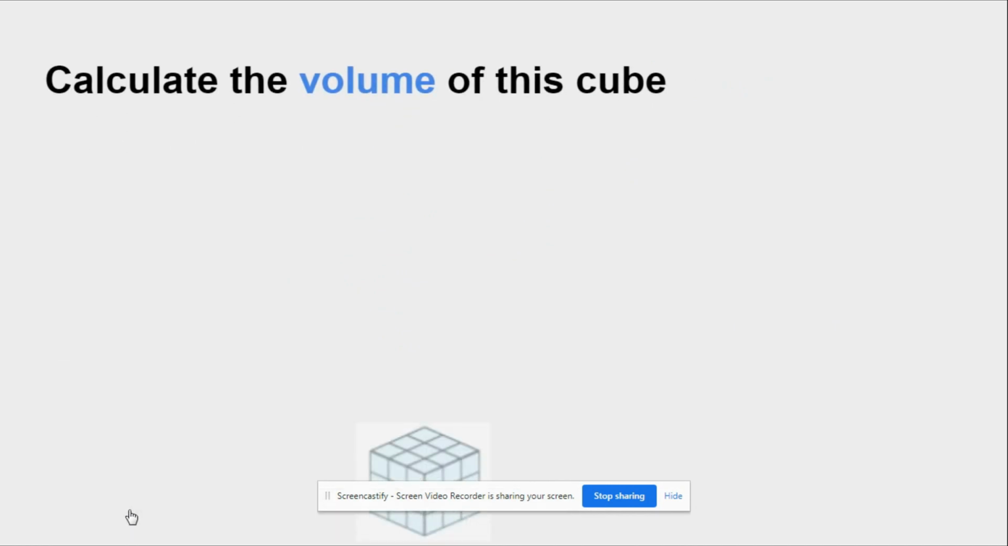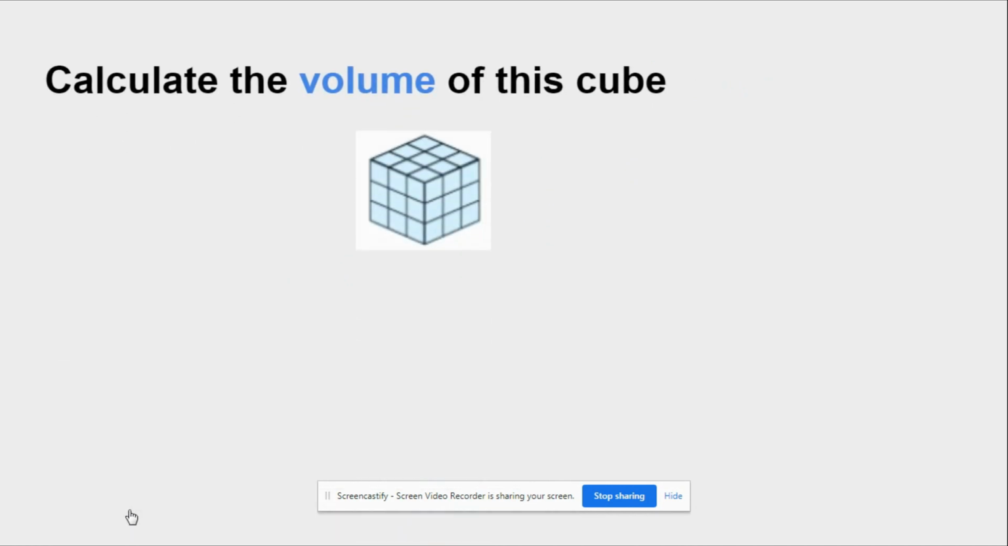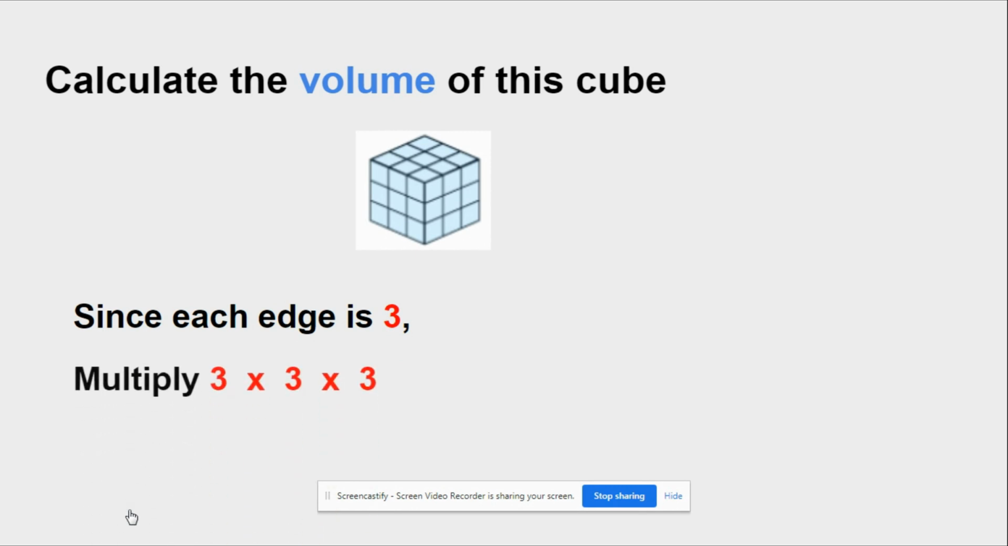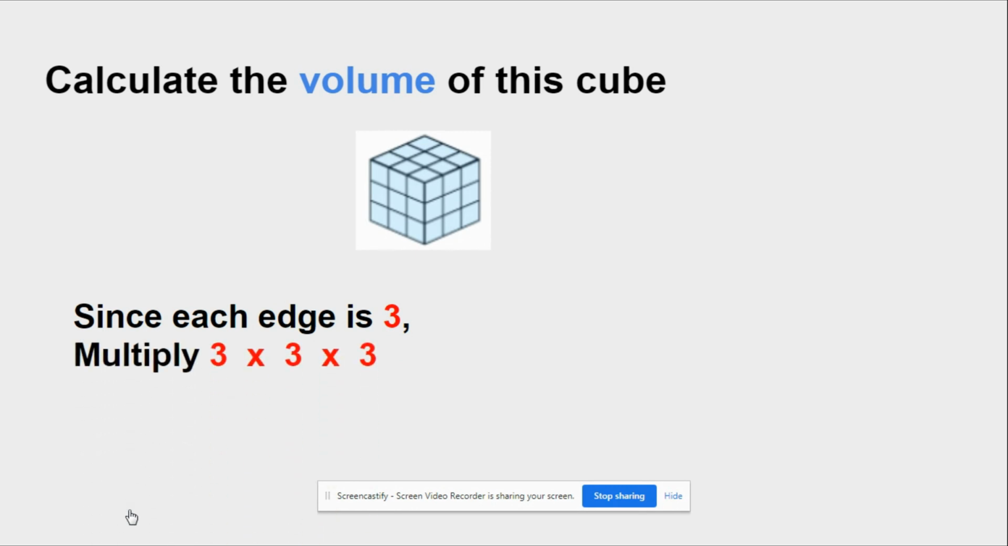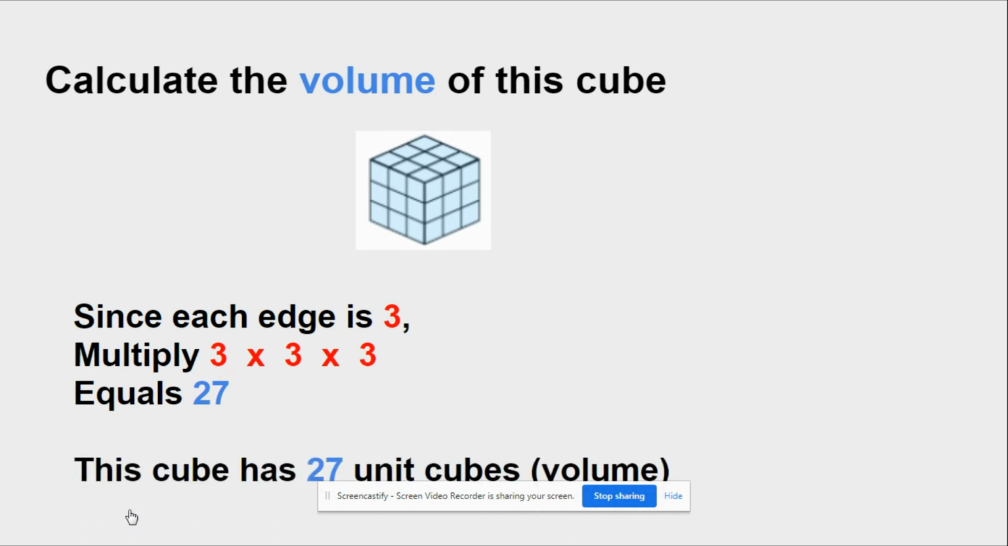Now let's calculate the volume of this cube. Notice that each edge is 3. Multiply those edges by themselves 3 times, 3 times 3 times 3, and we get a volume of 27 unit cubes.